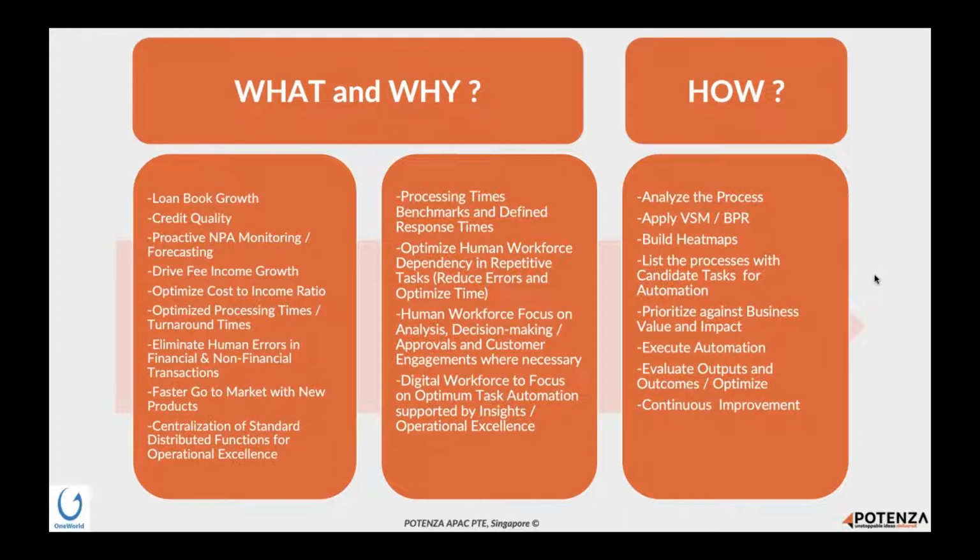If you take this whole process, we draw a heat map. So we understand, okay, this process has this number of tasks which are repetitive and mundane. Process number 2 has this number of repetitive, mundane tasks. So you understand which process has more tasks that can be automated through RPA. And then the next step is prioritizing against business value and impact, because you can have multiple processes, and it's important to prioritize which one can be automated first.